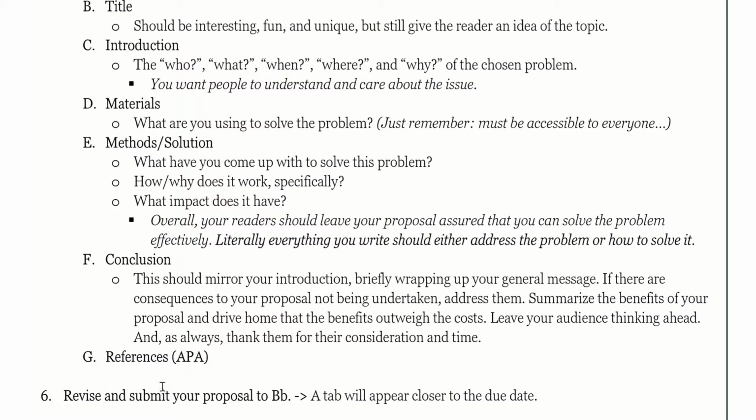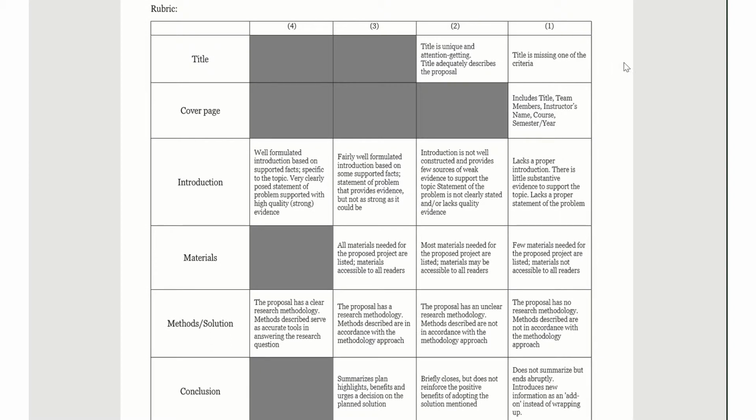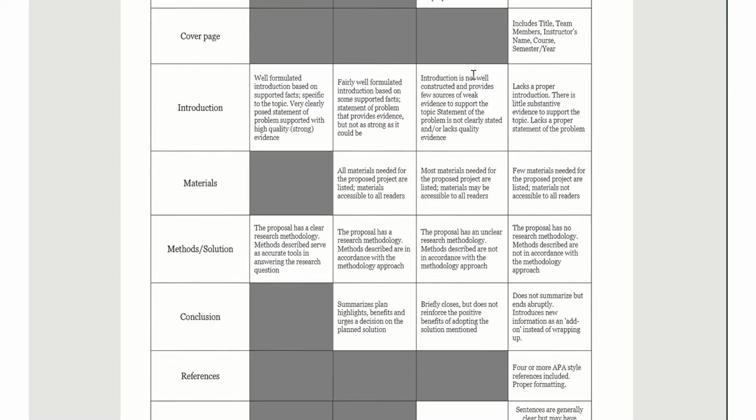Then you're to revise and submit your proposal to Blackboard, which will check it for plagiarism, and I will grade them online. I only need 1 copy per group of 4. This is the formal proposal, which is 20 points. 1 team member will submit a copy of the proposal through Blackboard. No hard copies will be accepted. This is your overall rubric, and it goes through how many points you'll get for each section. For example, a unique title is worth 2 points.